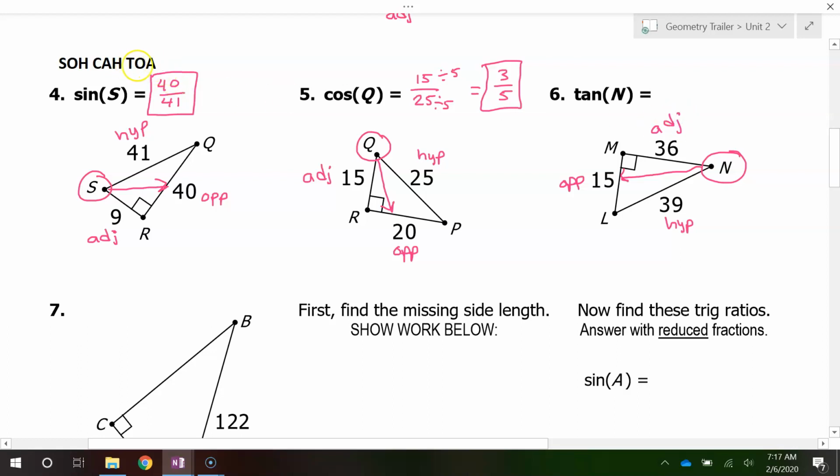Now, tangent is opposite over adjacent, so that's going to give us 15 over 36. Both of these are divisible by 5. No, that's not what I meant. Both of these are divisible by 3. So that's going to give us 5 over 12 for the reduced answer.